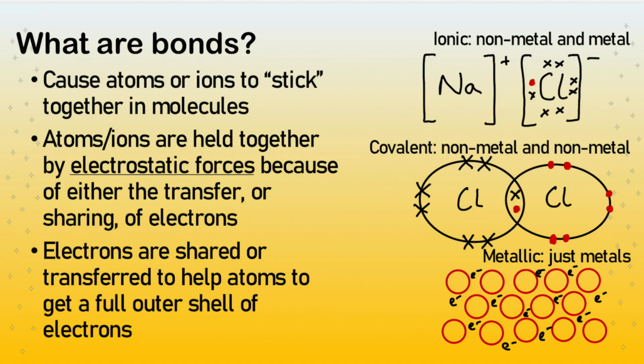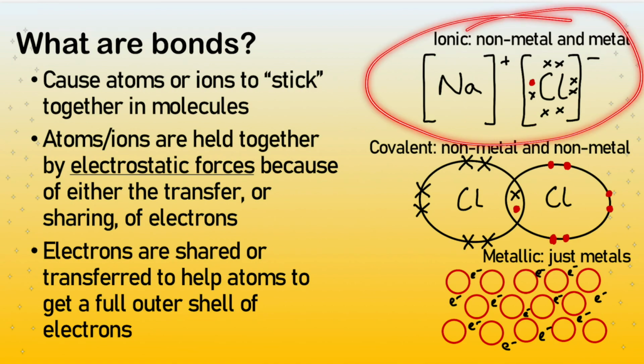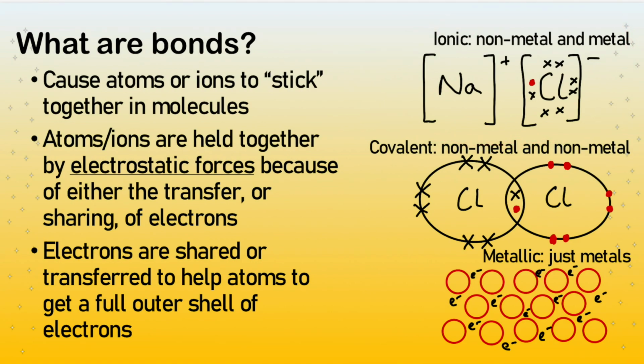Electrostatic forces are an interaction between a positive and a negative charge. If you rub a balloon against your hair, for example, one of them loses charge or gains charge, and so they are attracted to each other because one is positive and one is negative. The same is true for these atoms, and it's because of either the transfer or sharing of electrons. They're either transferred or shared to make the atom have a full outer shell, and that's what makes it stable. In this session we're going to focus on ionic bonding, which is between a metal and a non-metal.